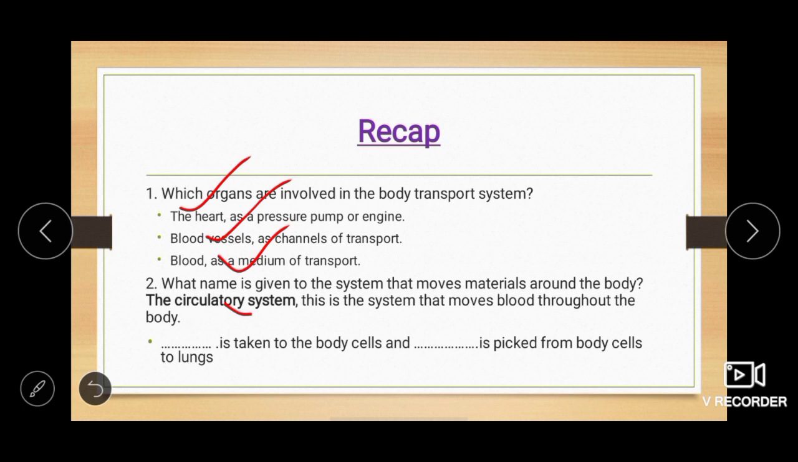What name is given to the system that moves materials around the body? It is called the circulatory system. It is the one which moves materials and blood throughout the body parts. Then we have: dash is taken to the body cells and dash is picked from body cells to lungs. By mentioning the lungs, they are referring to the gases. So oxygen is taken to the body cells and carbon dioxide is picked from body cells to lungs, where it is breathed out.